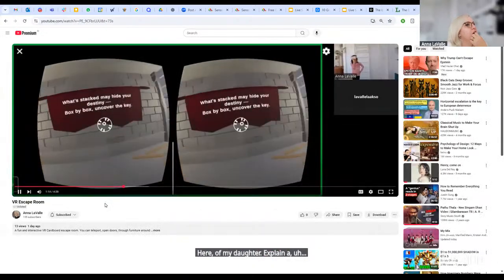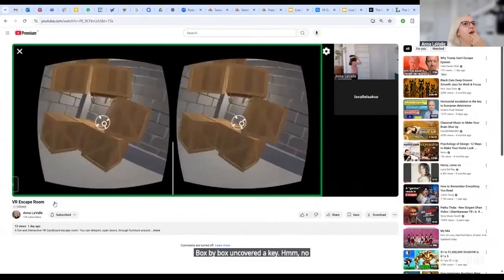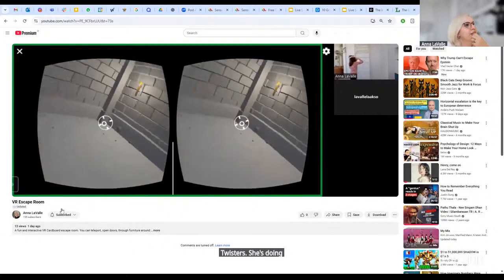VR. Box by box, uncover the key. No key. Party time. Twisters. She's doing twisters.